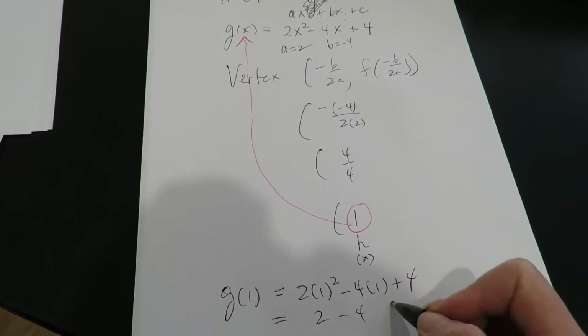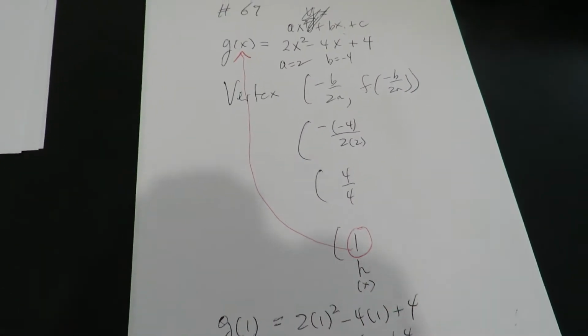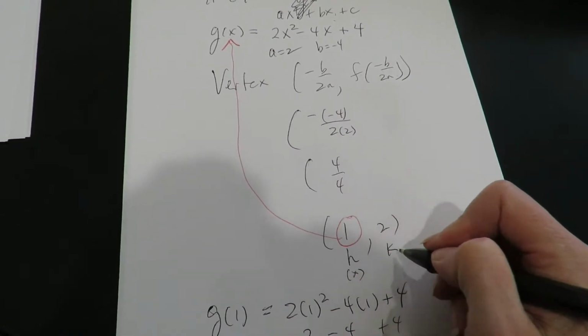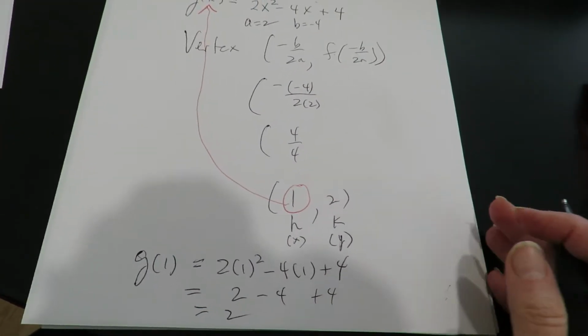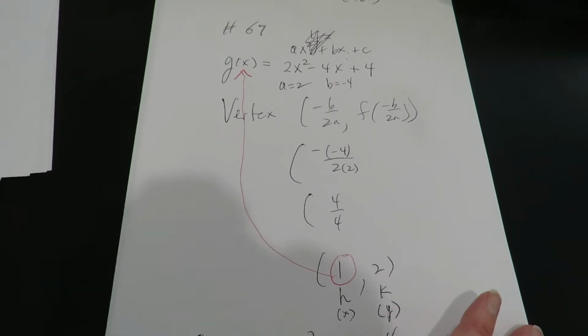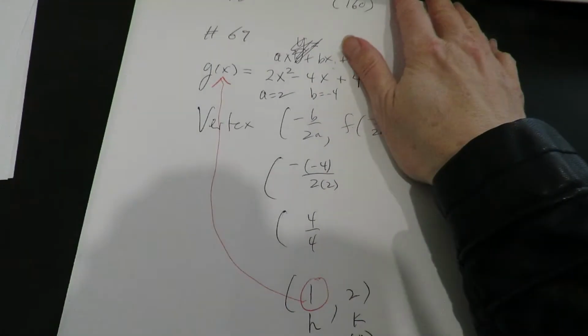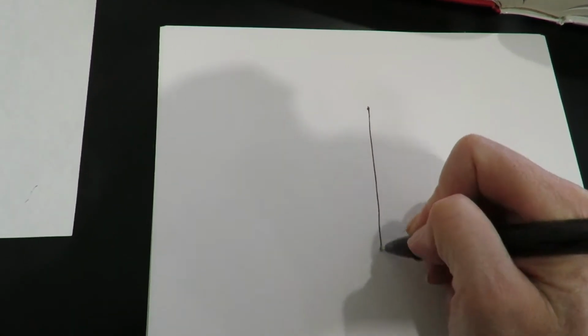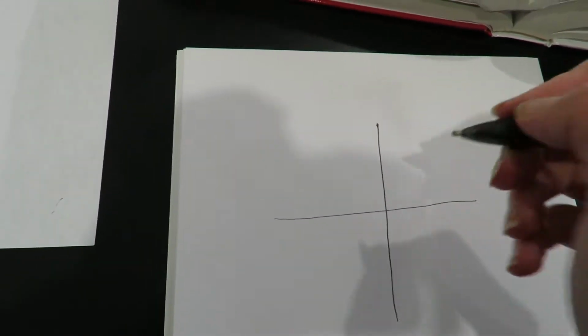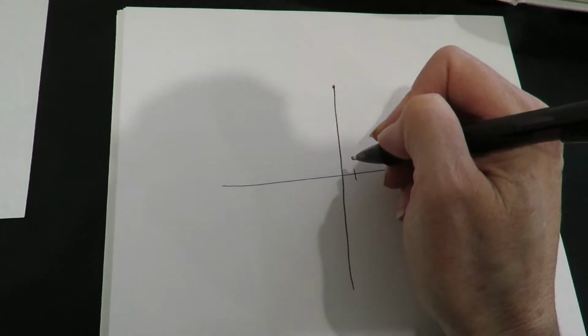Okay, so 2 minus 4 plus 4, so that's 2. Good, the height is 2. So again, that's your k, which is a specific y value. So my vertex is 1, 2. One and 2.